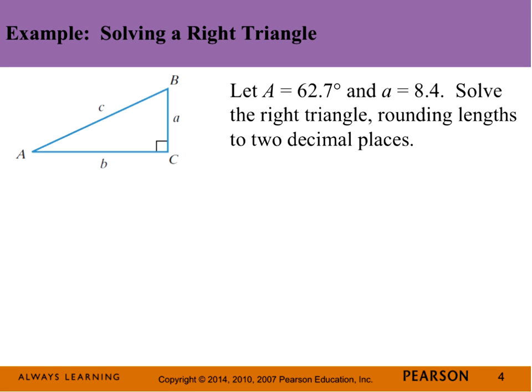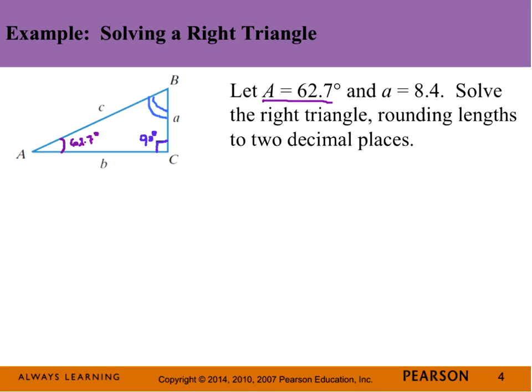Okay, so we're told a couple pieces of information here. We're told that angle A is equal to 62.7 degrees. I already know that angle C, since it is a right angle, is 90 degrees, and really, we never label that. It's understood with the symbol being there showing it's a right angle that it's a 90-degree angle. So I still need to find angle B, or the measurement of angle B here.